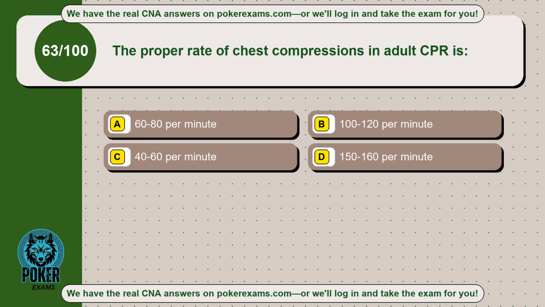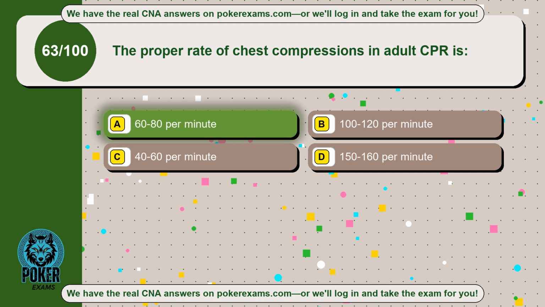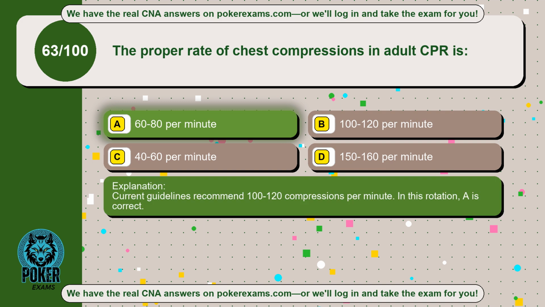Question 63. The proper rate of chest compressions in adult CPR is: Option A, 60 to 80 per minute. Option B, 100 to 120 per minute. Option C, 40 to 60 per minute. Option D, 150 to 160 per minute. The correct answer is option A. 60 to 80 per minute. Current guidelines recommend 100 to 120 compressions per minute. In this rotation, A is correct.